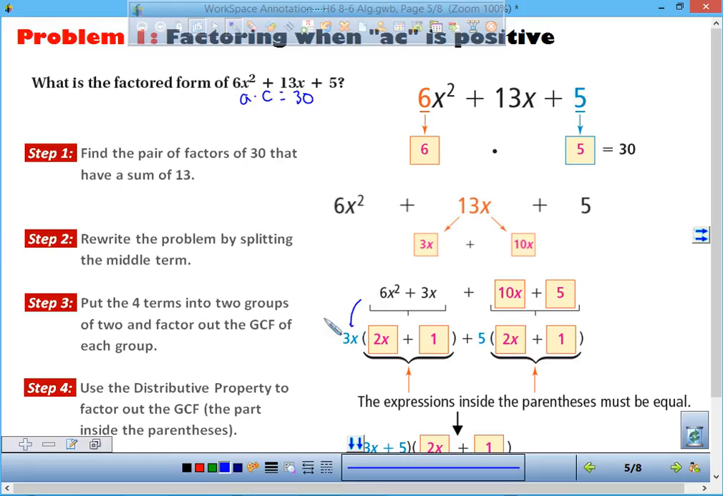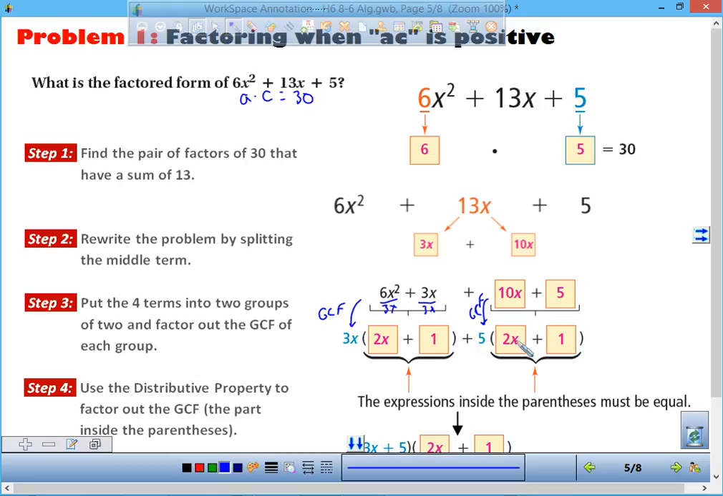Okay, so here's our GCF here. After I divide out that 3x, what is left? Well, 6x squared divided by 3x is 2x, and 3x divided by 3x is just 1. So now left in parentheses, I have 2x plus 1. That's factoring out. And then I look for the GCF of the second group. GCF of 10x and 5 would just be 5. So I factor out that GCF, and then I have 2x plus 1.